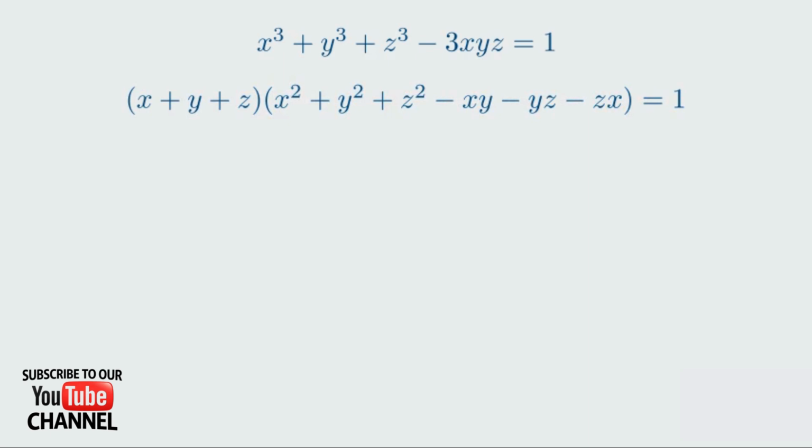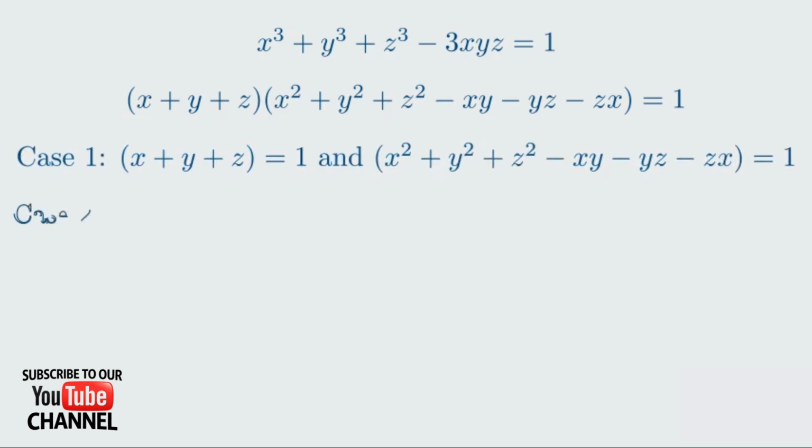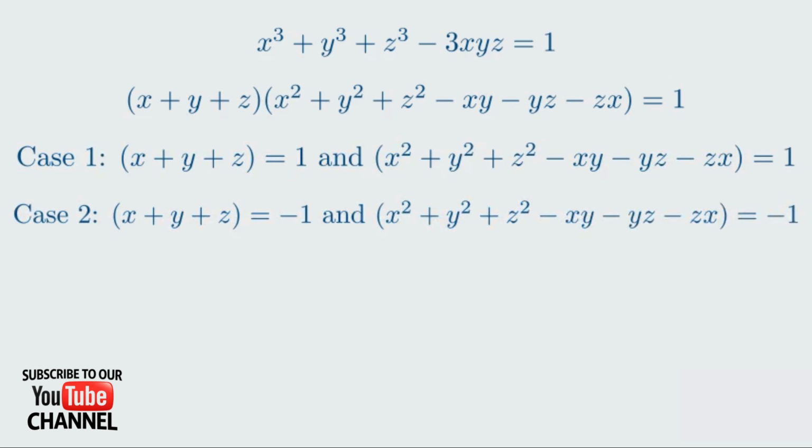Notice we have a product of 2 integer factors that equals 1. In integer arithmetic, there are only 2 ways for this to happen. Either both factors are positive 1 or both factors are negative 1. Let's analyze the second factor more closely. This will be key to simplifying our problem even further.